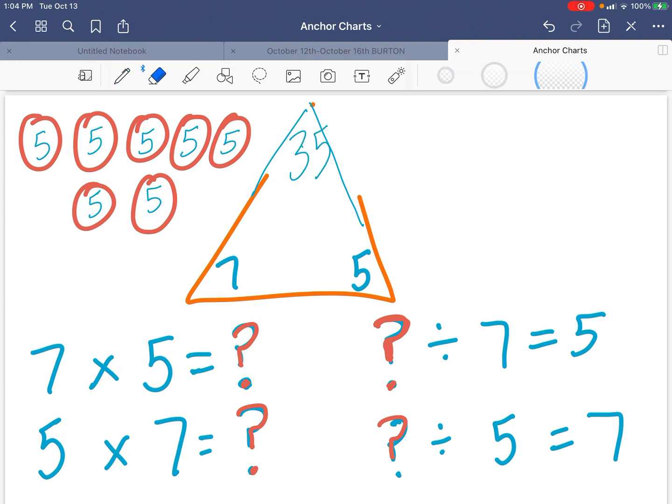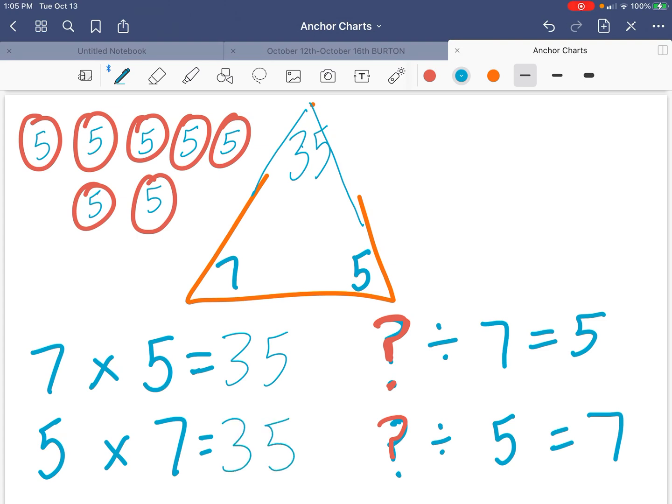Now I can replace all of these question marks with 35. So 7 times 5 is 35. 5 times 7 is 35. 35 divided by 7 is 5. And 35 divided by 5 is 7.